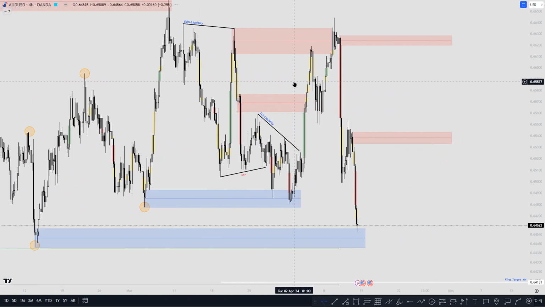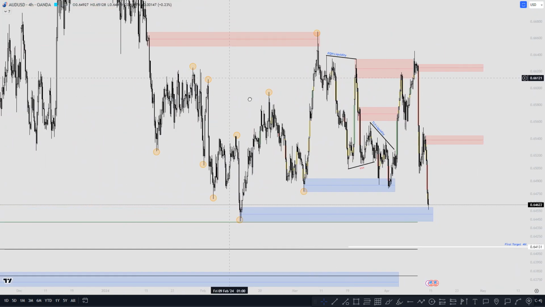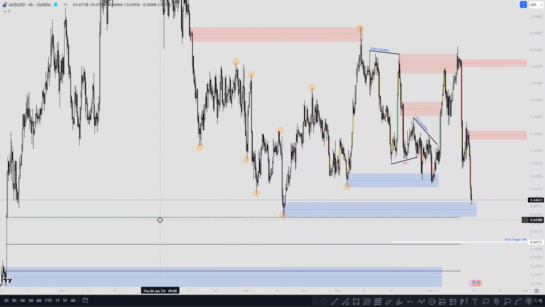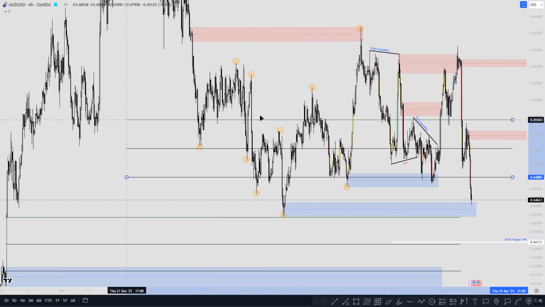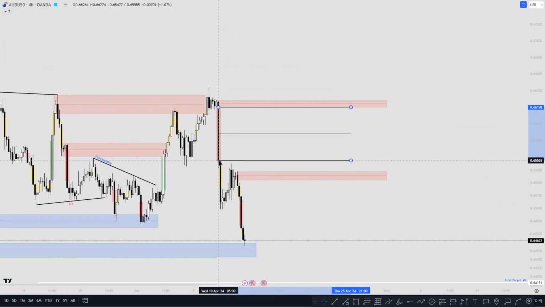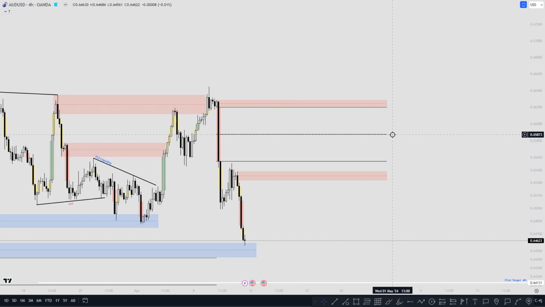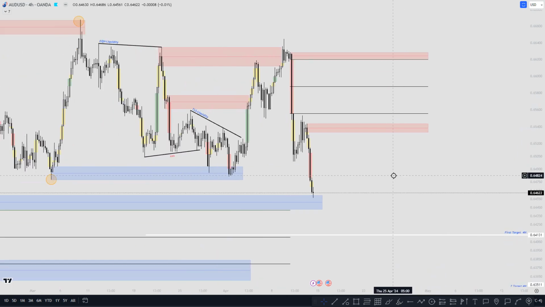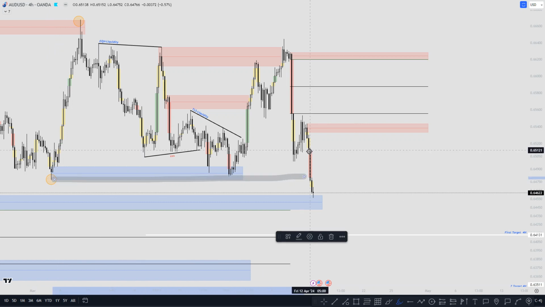And actually, let me just check this one here. I don't have any. Okay, so as you guys can see, the 50% of this gap, as I told you, is really important for me. So actually, we have the change of character. Price can start going up from this demand zone.